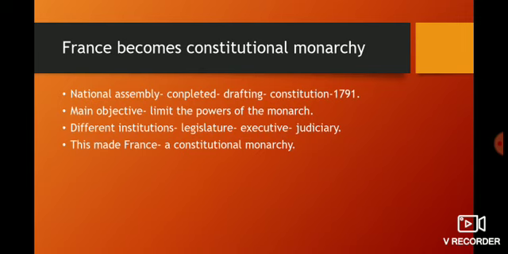Once again, I repeat from the beginning, France becomes a constitutional monarchy. The National Assembly completed their draft work in 1791. When did they complete it, children? 1791. Their main objective was to limit the powers of the monarch. Is it clear, children? So instead of powers being concentrated in one person, they were separated and assigned to different institutions. What are the different institutions? Legislature, executive, and judiciary. This made France a constitutional monarchy.